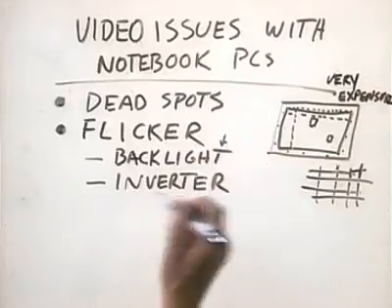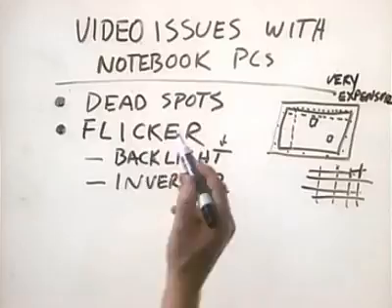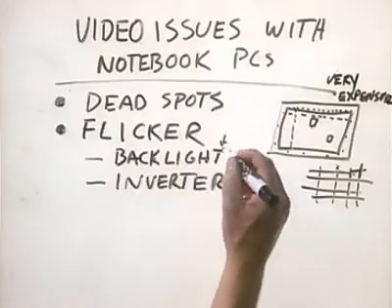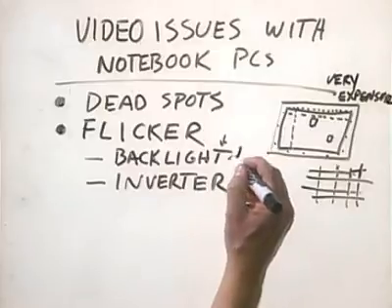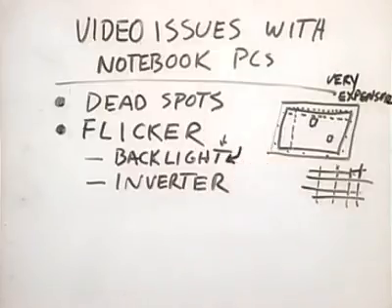Now, when we say flickering, the backlight might be going off and on, and that would cause your flicker. If your screen just goes dim permanently, that's a pretty good sign that your backlight is just gone. It doesn't work anymore at all.